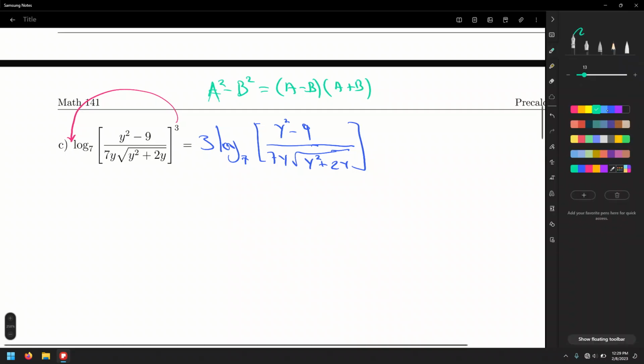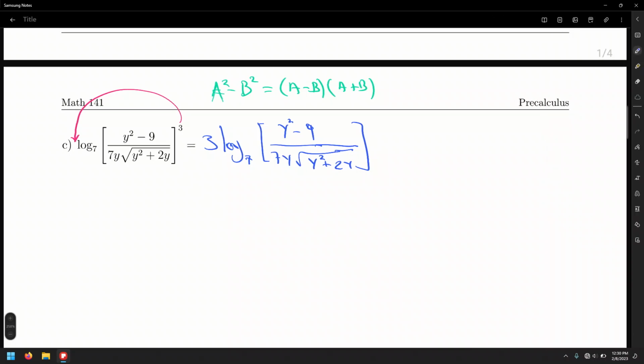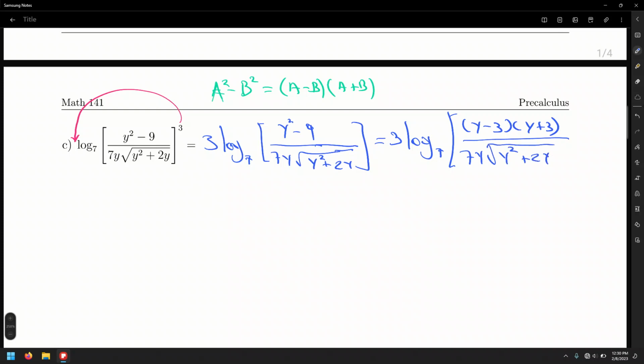So what we can do in this case is simplify that difference of squares. Log base 7 of the quantity y minus 3, y plus 3, or y plus 3 times y minus 3. Order doesn't matter. In this case, it's a product, it's multiplication. That's not going to matter at all. And we'll divide that by 7y, square root of y squared plus 2y. All right.